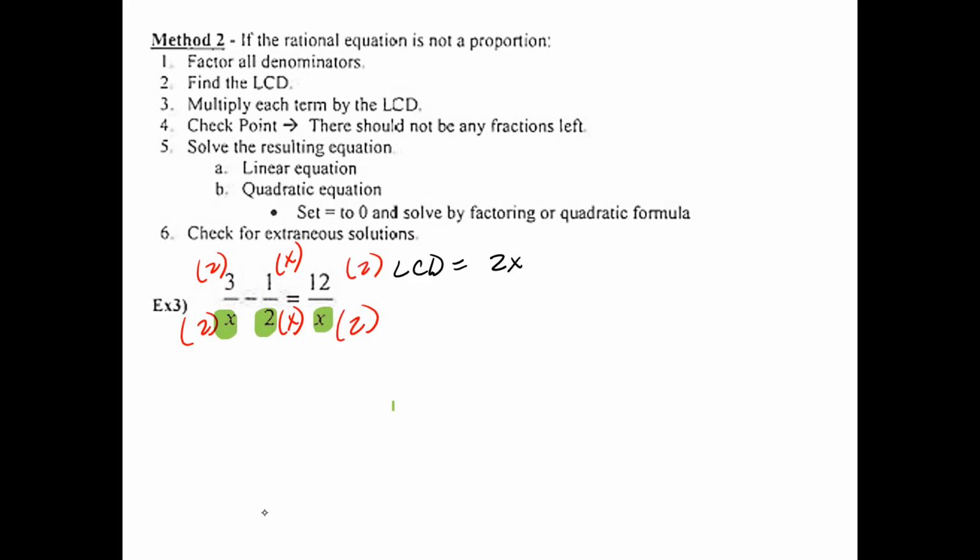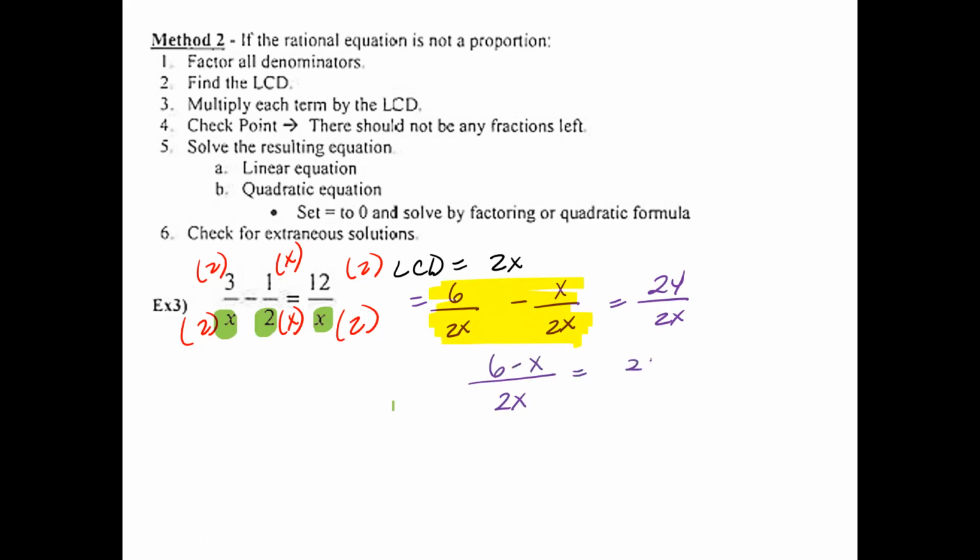Now that I multiplied, let's rewrite this, okay? I'm going to have 2 times 3, which is 6 over 2x, minus 1 times x is x over 2x. 12 times 2 is 24 over 2x. Now you're going to combine the fractions on the left side. So I get 2x on the bottom, 6 minus x equals 24 over 2x.